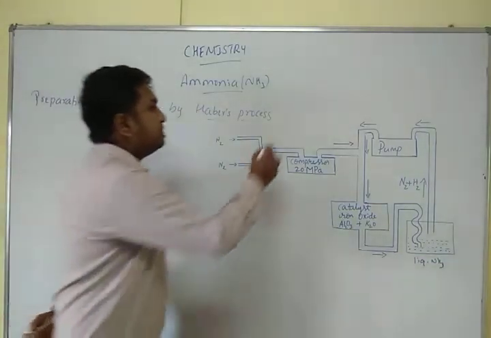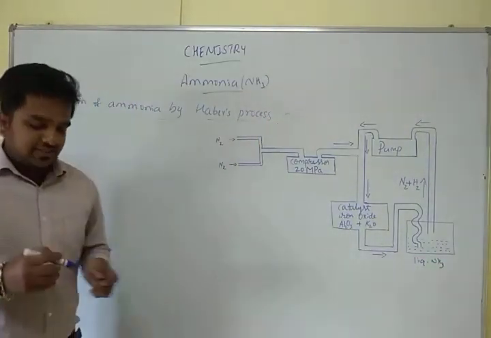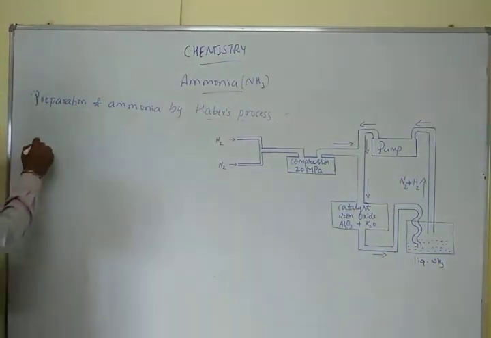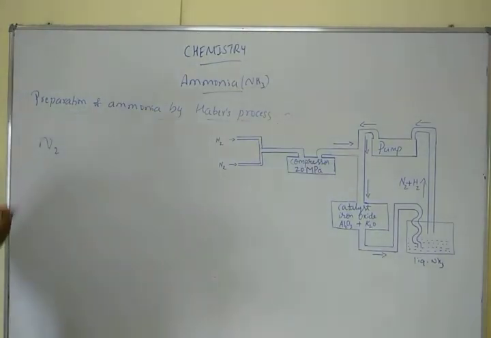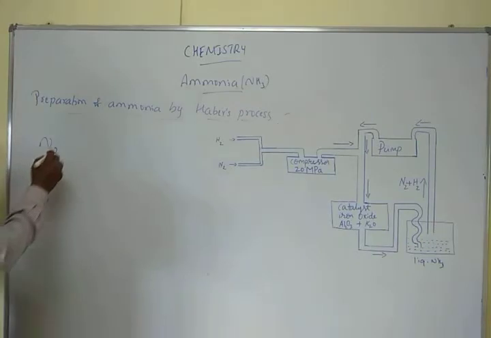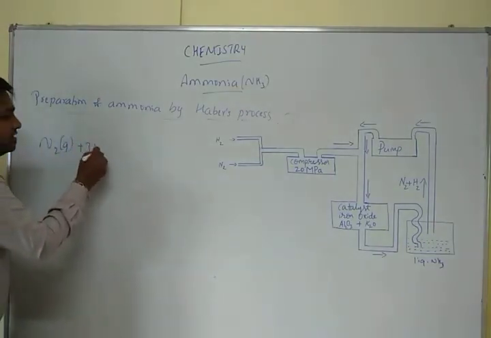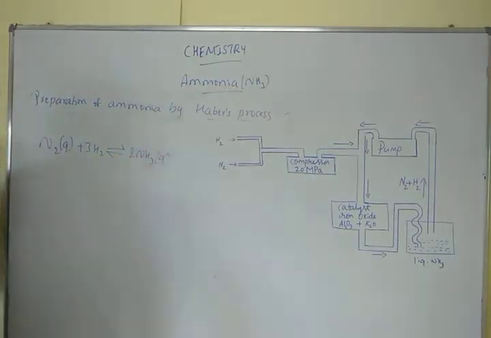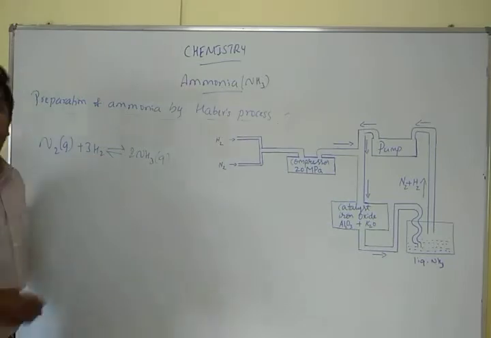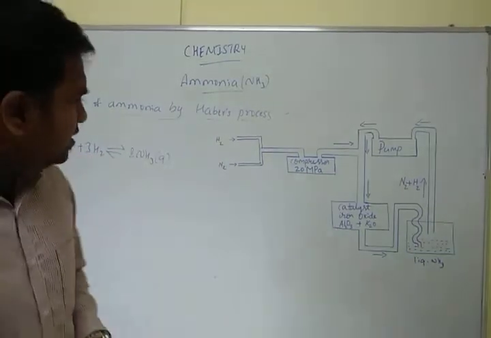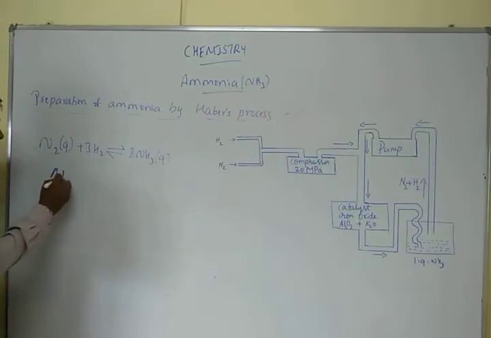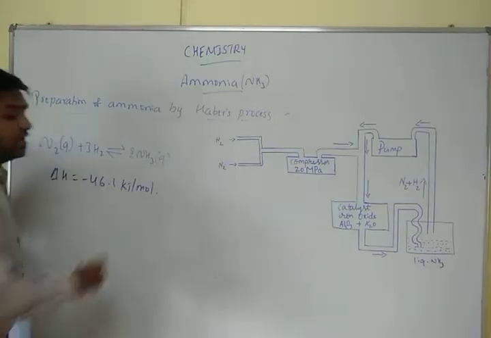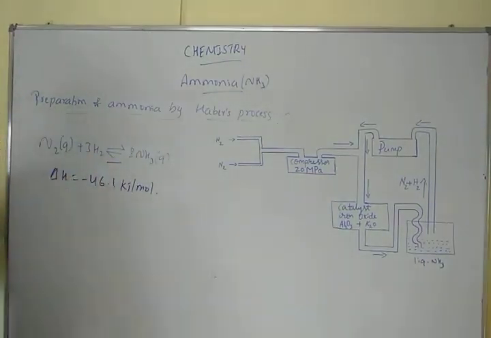This is the simple representation of the Haber's process. We will discuss it later. Now let us look at the typical reaction involved in the Haber process. The dinitrogen we have prepared in our previous slide is a gas, and when we treat it with hydrogen, we get ammonia. This is a very important reaction, and it is a reversible reaction. Here delta H is minus 46.1 kilojoules per mole, which means it is an exothermic reaction.